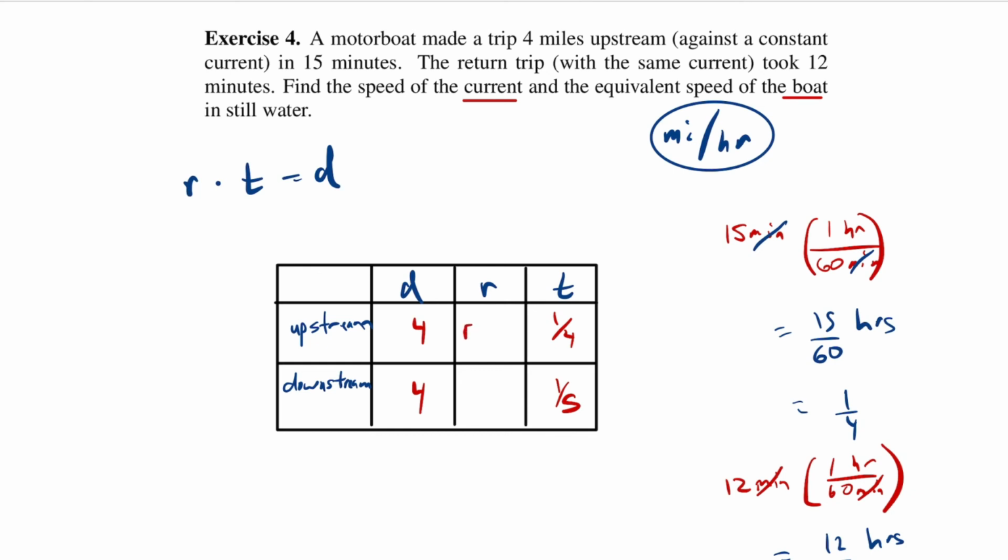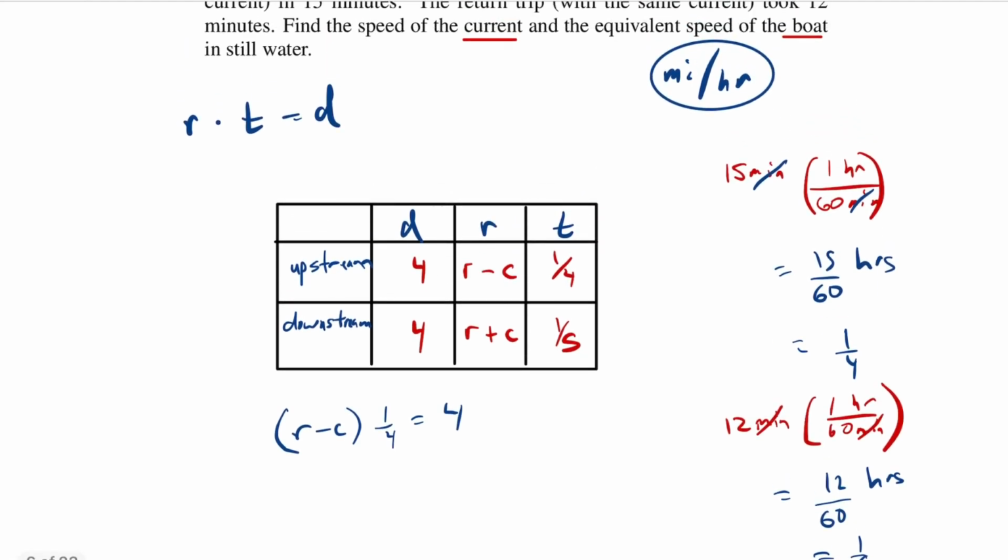Well, now we can use this relationship to write two equations. The top equation will be rate times time equals distance. For the second equation, same thing, rate times time equals distance. Let's get rid of these fractions. The way we get rid of the fractions is by multiplying by the denominator. So times 4 on both sides of the equation, times 5 on both sides of the equation. And so now the new equation becomes r minus c equals 16. And this one is r plus c equals 20.